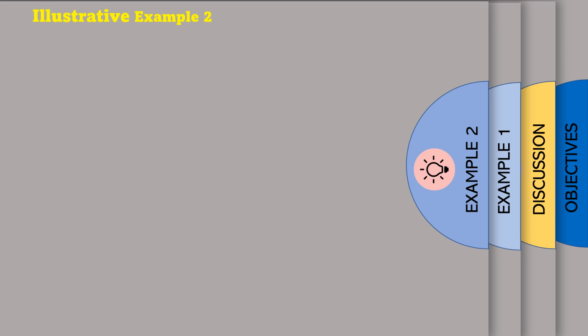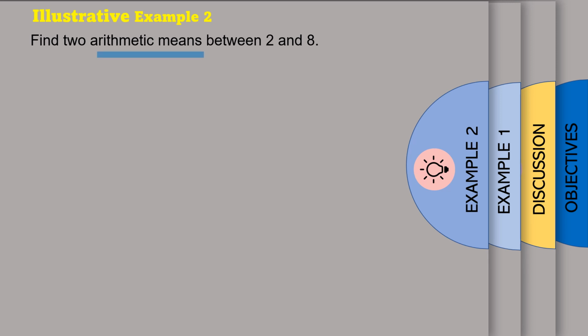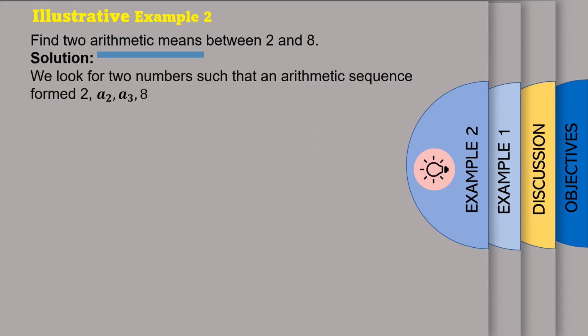Okay, let's now have our illustrative example number 2. Find two arithmetic means between 2 and 8. So again, here it is. The term arithmetic means has appeared. So again, what is our arithmetic means? These are the terms between two consecutive terms. So, here, we look for the numbers such that an arithmetic sequence forms.